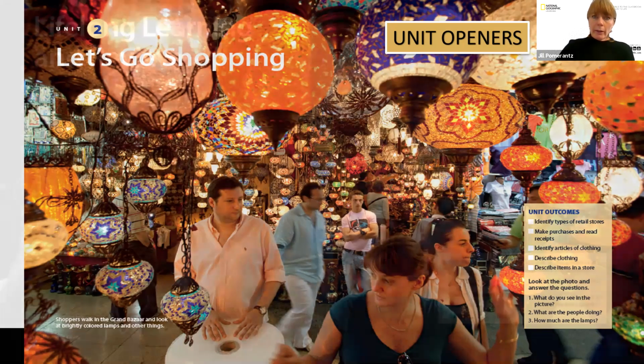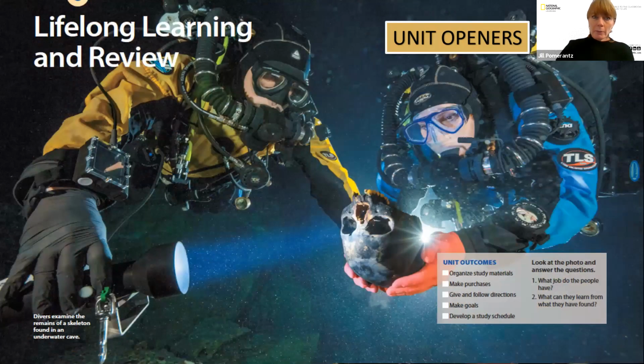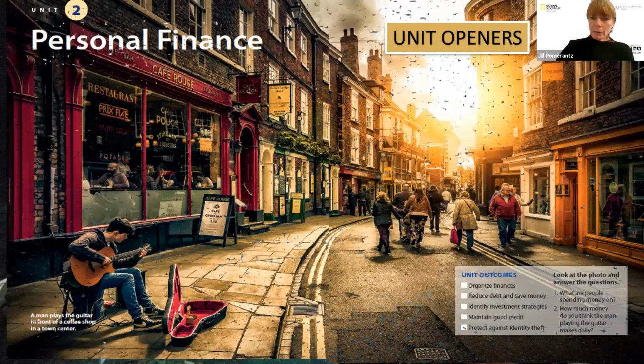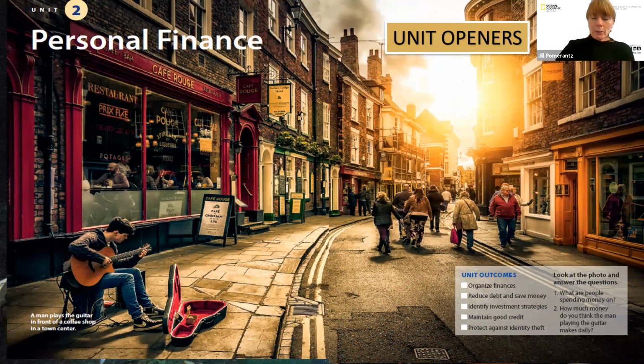You'll see that there are different types. So here we have lifelong learning and review, and this one's about personal finance. But what I want you to do is take a look at this bottom left or bottom right corner. It shows here unit outcomes. This is what the students will need to complete by the end of that unit. It is broken down into doable goals, which we will look at in here just a second.